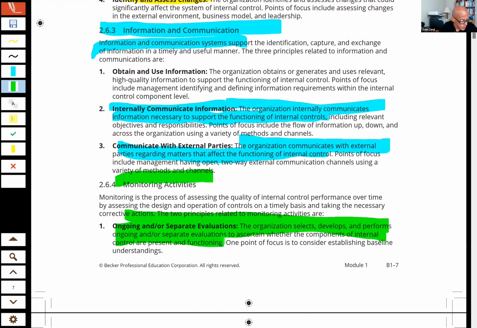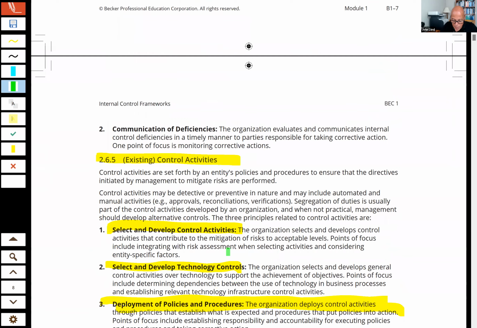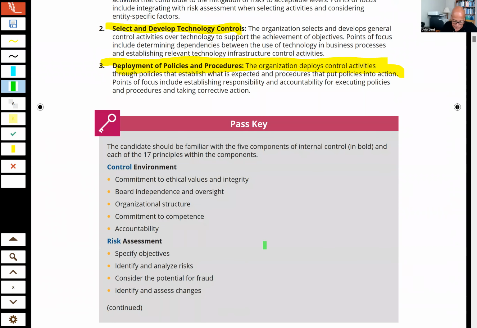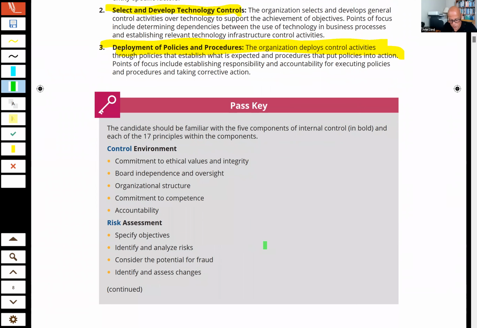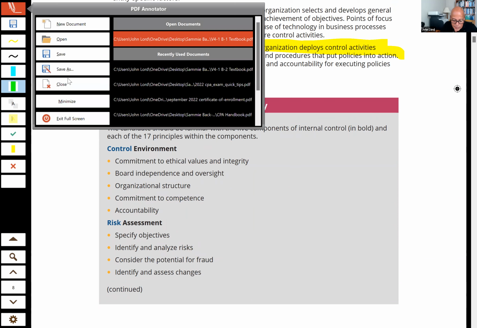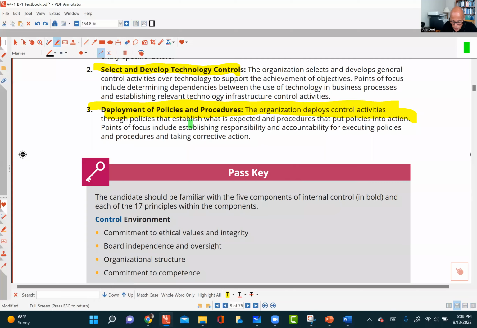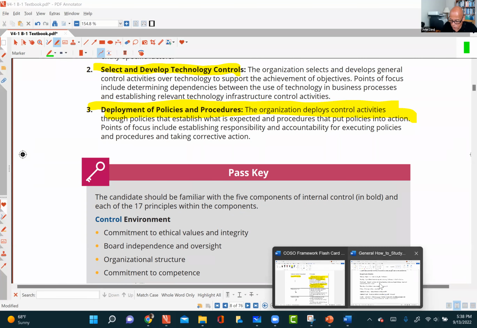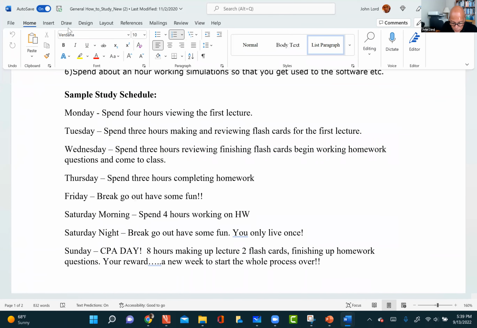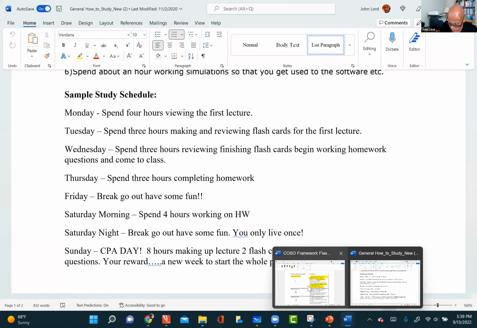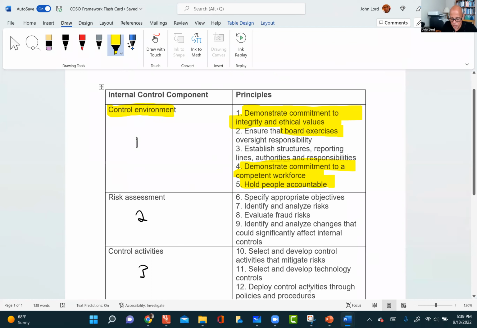Now when you take a look, you can see that in the passkey here, they put the 17 principles under the components, but I think you're better off rather than messing with this passkey that uses a little bit of different language than COSO. Why don't we just use what we have here? Wherever that went, where did I lose that? I thought I had it there. Okay, go ahead and use this as your flashcard. It's ready made for you. Just print this, cut these out, glue them, tape them to your flashcards, and you have them listed out here for you in the language that COSO used.